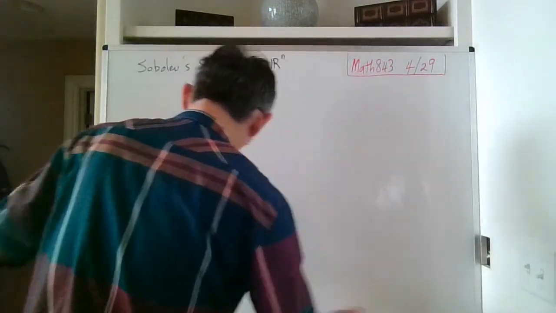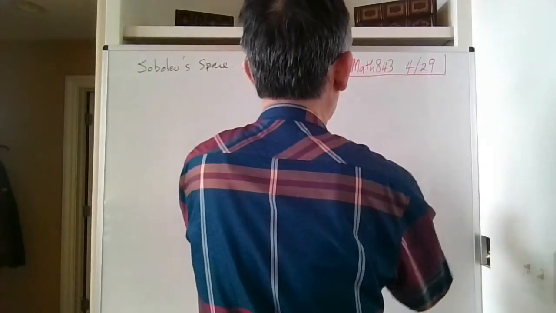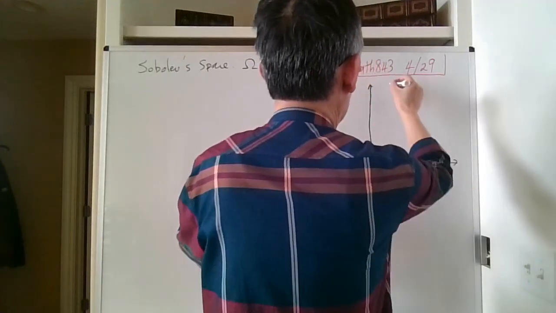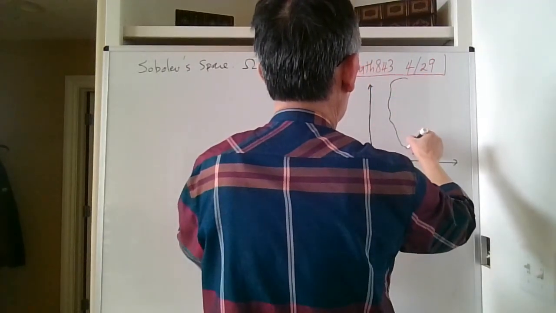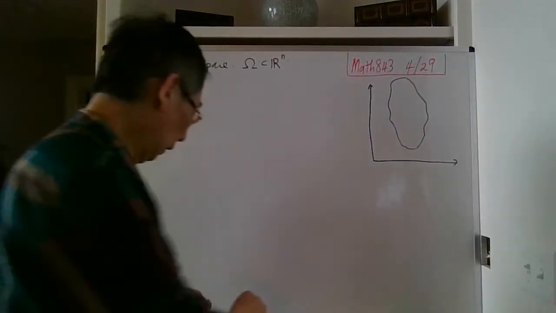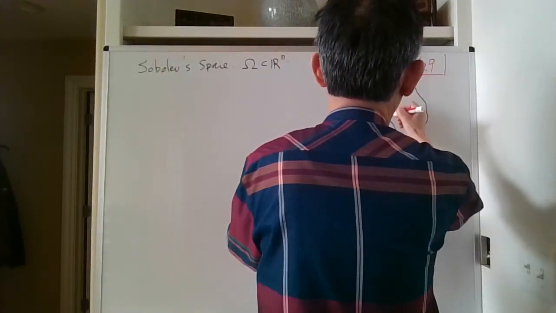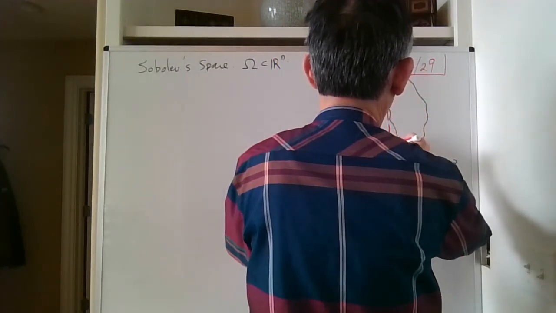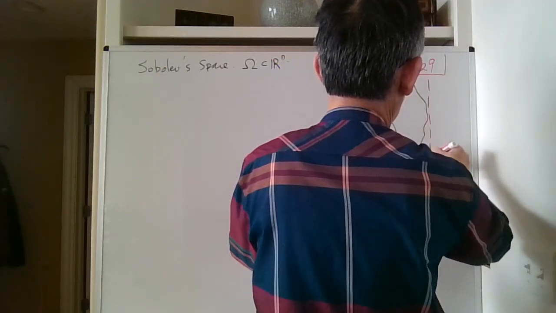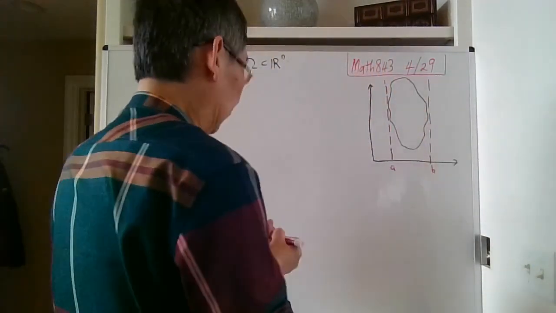So in the two-dimensional case, let's look at the domain. I'm going to look at the coordinates. So the domain is maybe like this. Let's assume that you have a bounded domain. You can assume that the domain is restricted between these two vertical lines, so a and b are like this. Okay, so this is our omega.